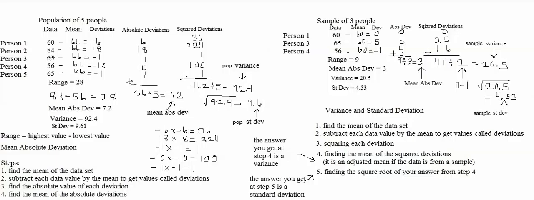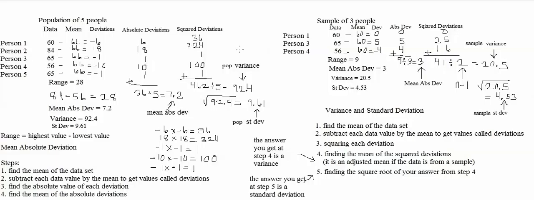And notice how the standard deviation comes out to a number close to the mean absolute deviation. If we look at the population of 5 people, the mean absolute deviation is 7.2, and the standard deviation is 9.61. So since they come out close to each other, you could say that the mean absolute deviation is the average distance from each data value to the mean, and the standard deviation is a number that's roughly showing the average distance from each data value to the mean.